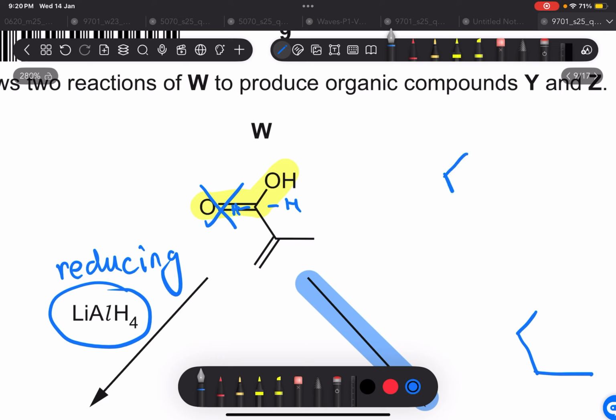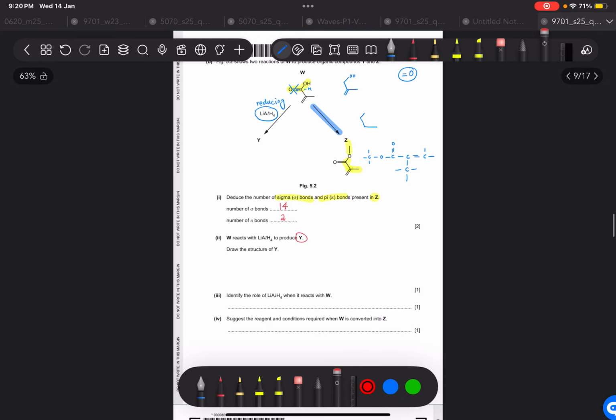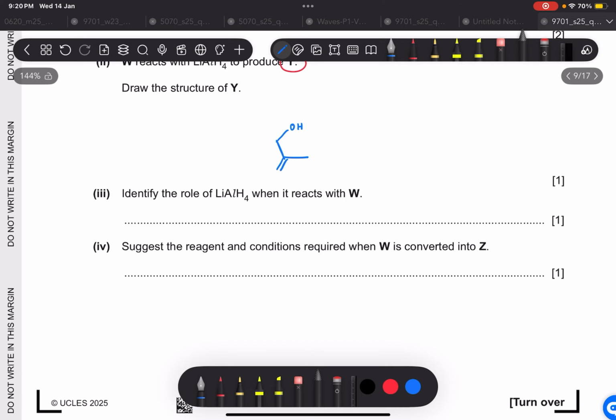So the structure is gonna look all the way the same, something like this, but simply this OH is gonna remain here, and this carbon-carbon double bond for the carboxylic part is gonna be removed. So the structure of W is simply gonna be this structure. Identify the role of LiAlH4 when it reacts with W. Simple, it's a reducing agent. Even though we don't know with what thing it's reacting, we know LiAlH4, lithium tetrahydride aluminate, is a very good reducing agent.